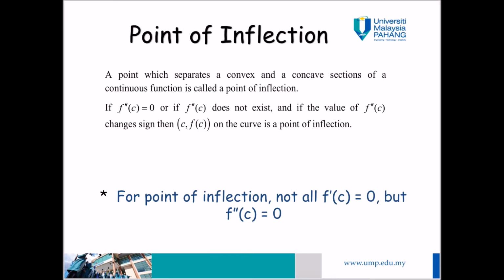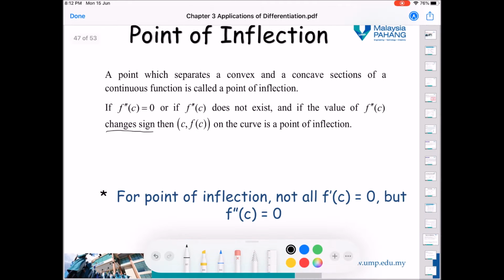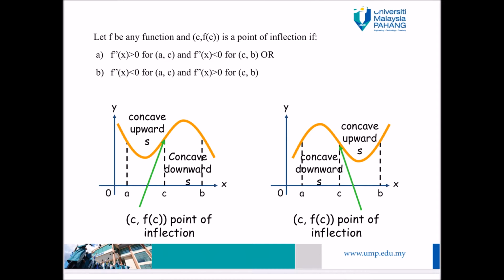Changes sign means either it goes from positive to negative, or from negative to positive. And for a point of inflection, not f prime c equals 0, but f double prime c must be equal to 0. So this is how to prove whether a point is a point of inflection or not.